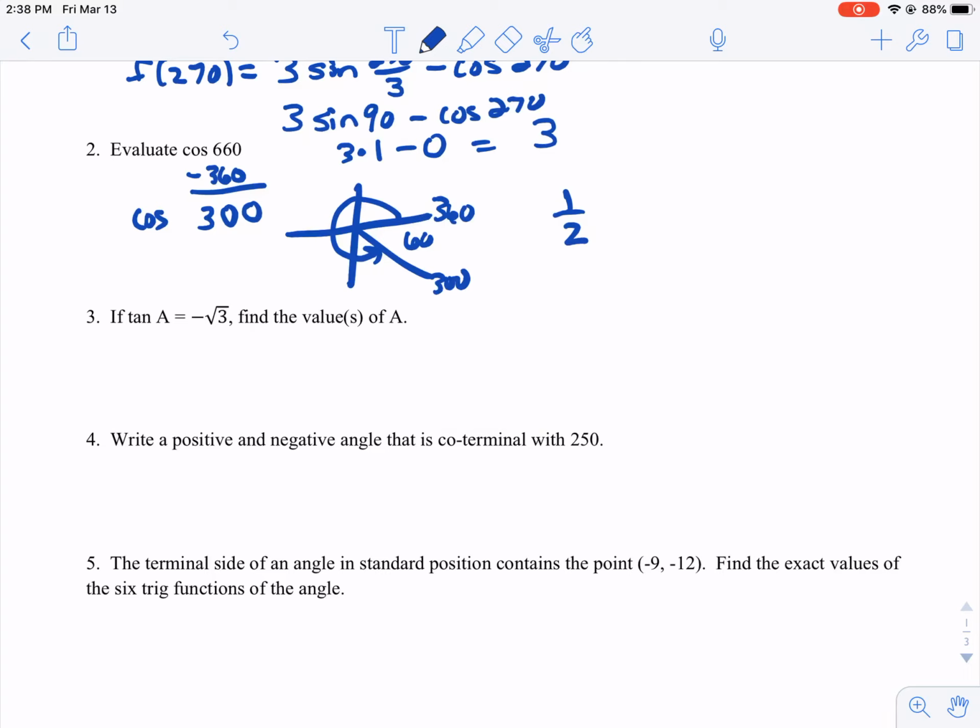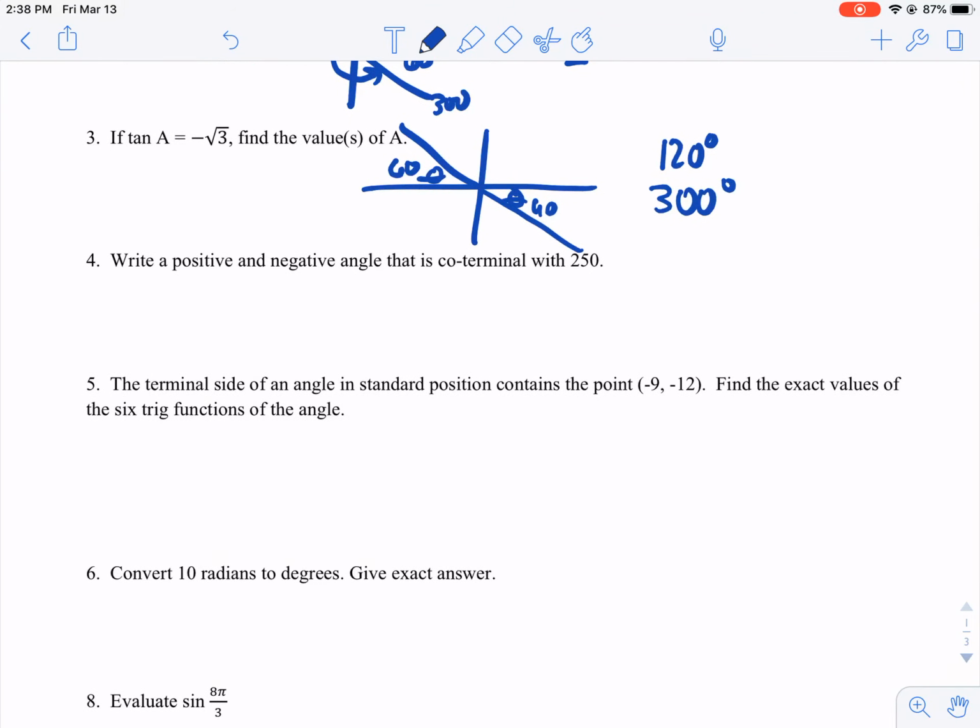Tan of A is equal to negative square root of 3. Find the value or values of A. Well, anytime they give you a trig value, that means there's two possible answers. So tangent is negative in the second quadrant and the fourth quadrant. So we're looking for this angle and that angle. And the degree that has a tangent of root 3 is 60. So you have a 60-degree reference angle in your second quadrant, making that 120 degrees. And you have a 60-degree reference angle in the fourth quadrant, making that 300 degrees.